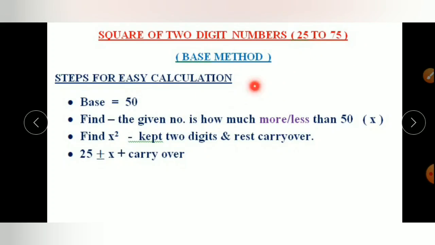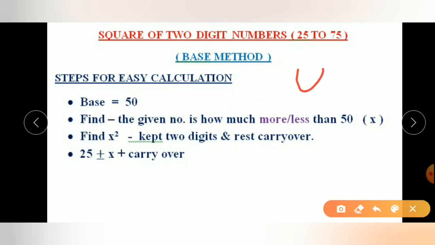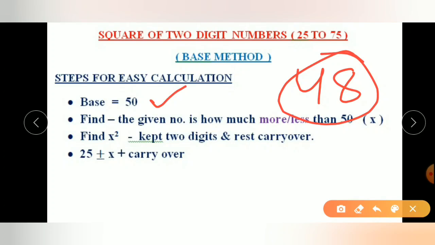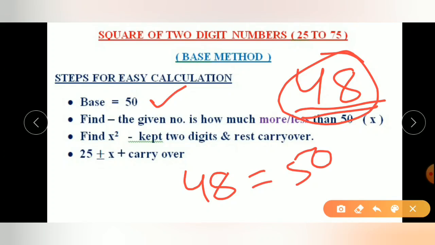For example, a number we take is 48. The base is 50. Second step, find out how much less or more than 50 the given number is. Here 48 is 50 minus 2. This means it is 2 less than 50. Next, find out the square of the less value or more value.